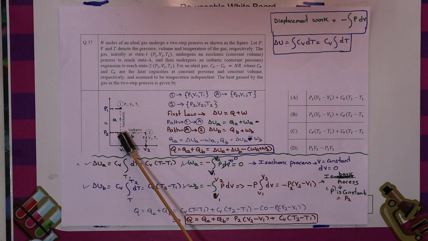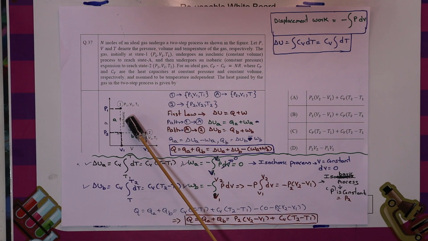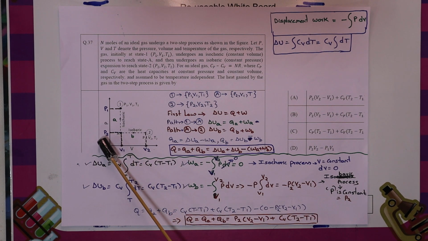Why is it called the isochoric process? Because while the system is taken from state 1 to state A, the volume is not changing. The volume stays at V1 only. So that is why it is a constant volume process, called isochoric process. From A to state 2, the pressure is not changing. Pressure will remain at P2. That is why it is called isobaric process. So at state 1, it is P1 and V1. At state A, it is P2 and V1. At state 2, it is P2 and V2.